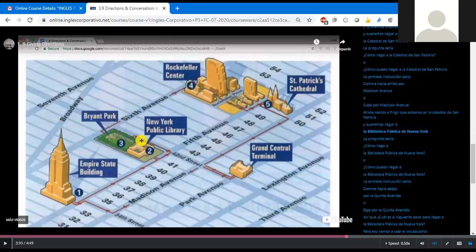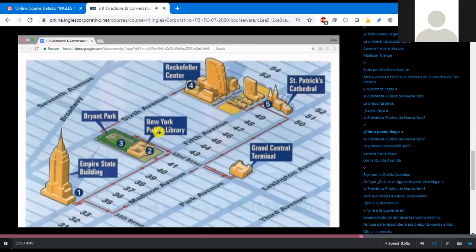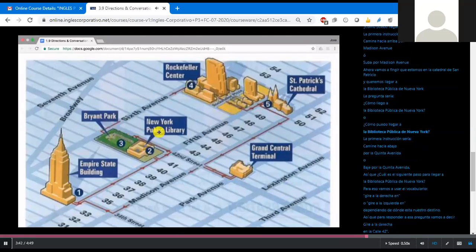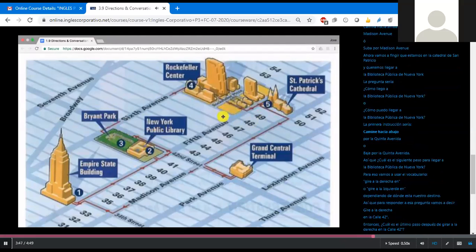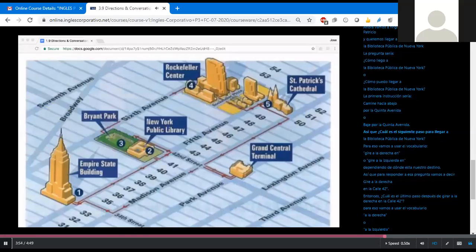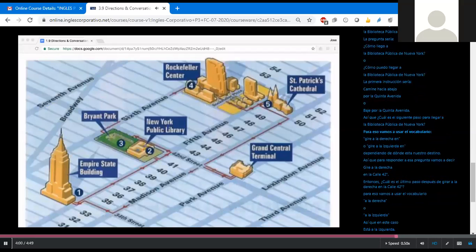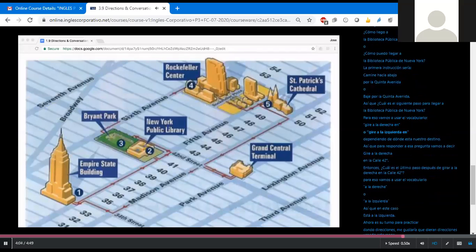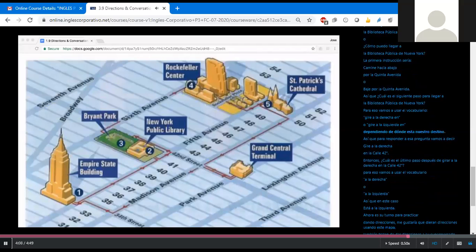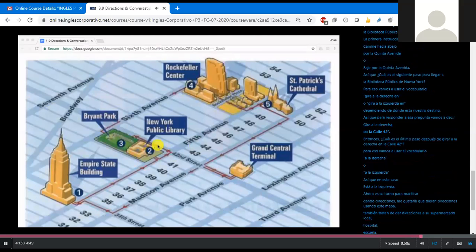Okay, now listen. Ahora es venir de regreso hasta New York Public Library. The question would be, how do I get to New York Public Library? Or, how can I get to New York Public Library? The first instruction would be, walk down Fifth Avenue or go down Fifth Avenue. So what is the next step to get to New York Public Library? For that, we will use the vocabulary turn right on or turn left on, depending on where our destination is. So to answer that question, we will say turn right on 42nd Street.